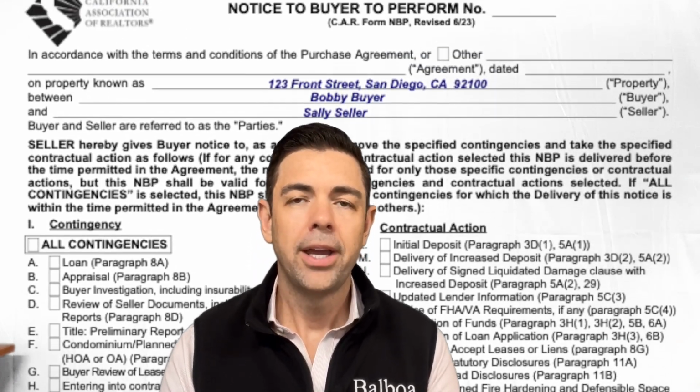Here's an example. 17 days have passed. The contingency period for the buyer is now over, but the buyer doesn't remove their contingencies in writing like they're supposed to. Well, a seller sends a notice to perform, demanding that the buyer remove contingencies. If the buyer doesn't, within 2 days of receiving that notice, the seller can then cancel.